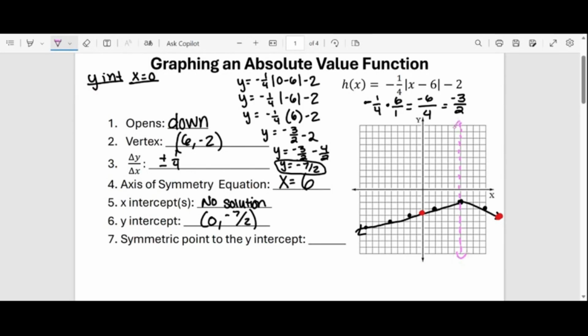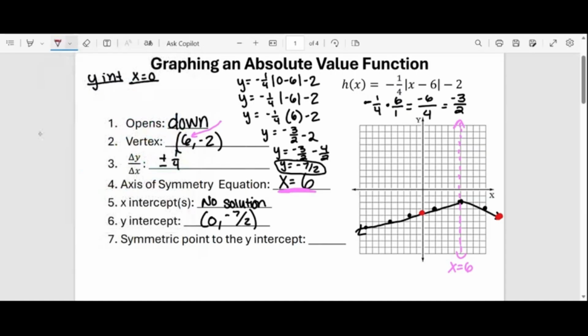And my equation for the axis of symmetry is x equals 6 because it crosses my x-axis at 6. So x equals 6 happens to be the number from my x-axis, and it happens to be the line that gives me my mirror image. So those red dots are mirror images, like they're equidistant away from my axis of symmetry.